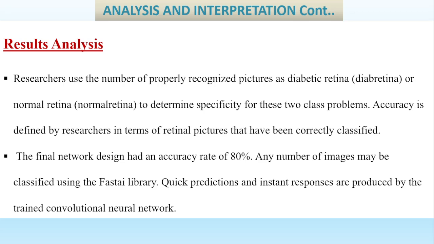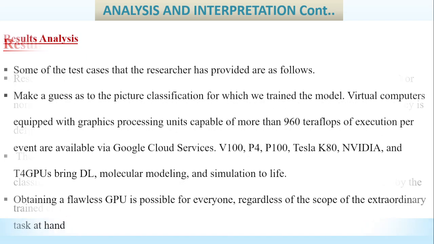Now the final result of the retinopathy: the researcher used the number of properly recognized pictures as diabetic retina or normal retina to determine the specificity for these two class problems. Accuracy is defined by the researcher in terms of retinal pictures that have been correctly classified. The final network design had an accuracy rate of 80%. Any number of images may be classified using the fast AI library. Quick prediction and instant responses are produced by the trained convolutional neural network.